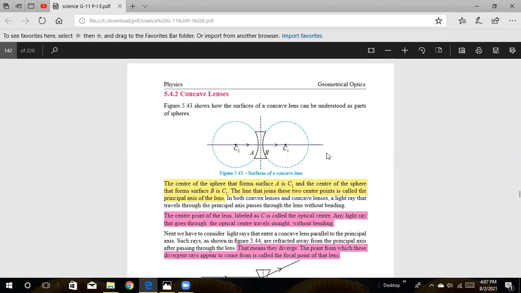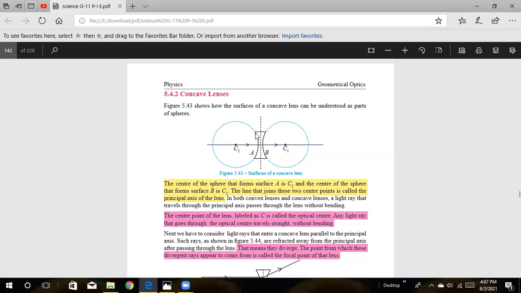Hello children, today's lesson is concave lenses. Here you can see a figure with a concave lens. You know that. Then how is a concave lens prepared?